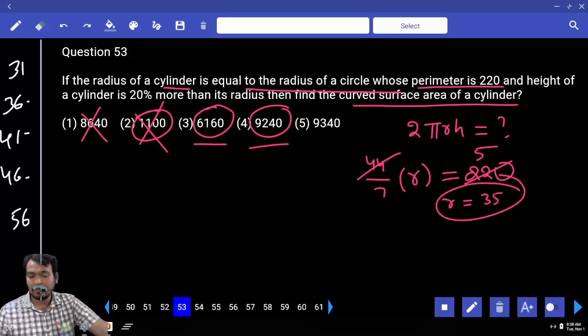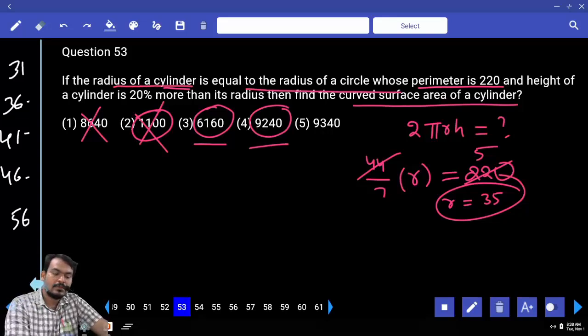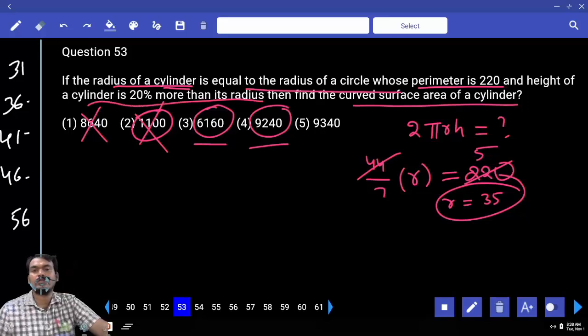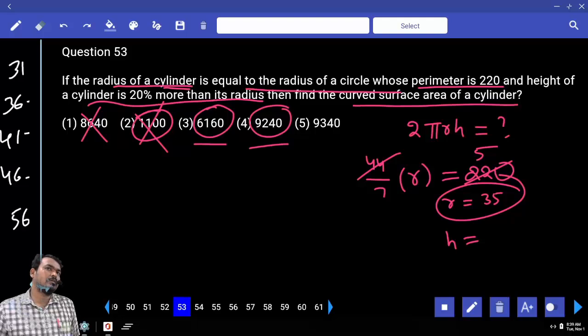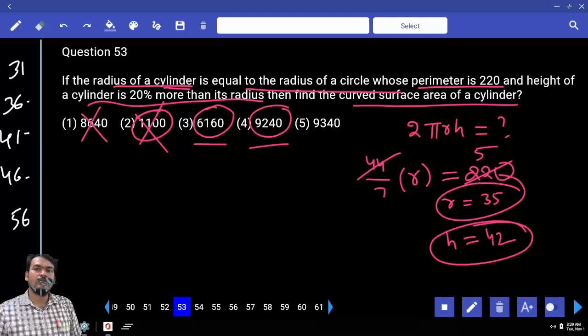The radius of a circle is also equal to which one? The radius of a cylinder. Next, the height of the cylinder is 20% more than which one? Its radius. Then the height is 20% more than 35. What is 10%? 3.5. 20%? 7. 35 plus 7, 42. Height value 42. But we require curved surface area.